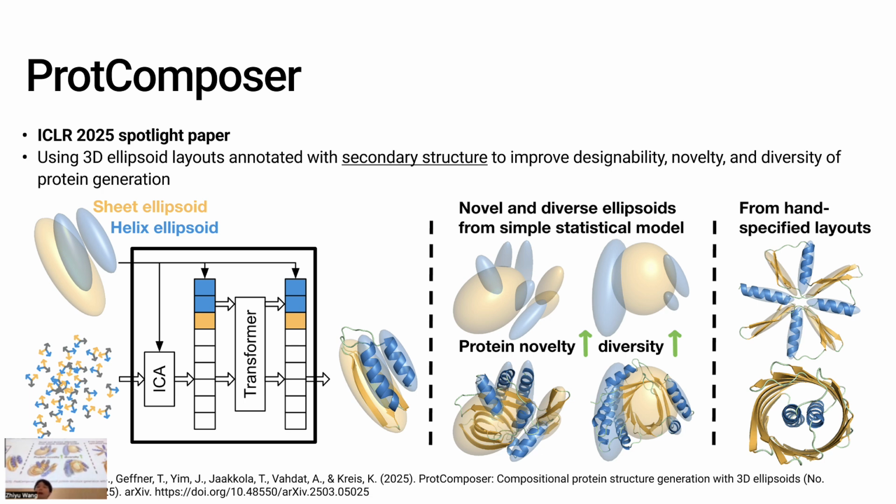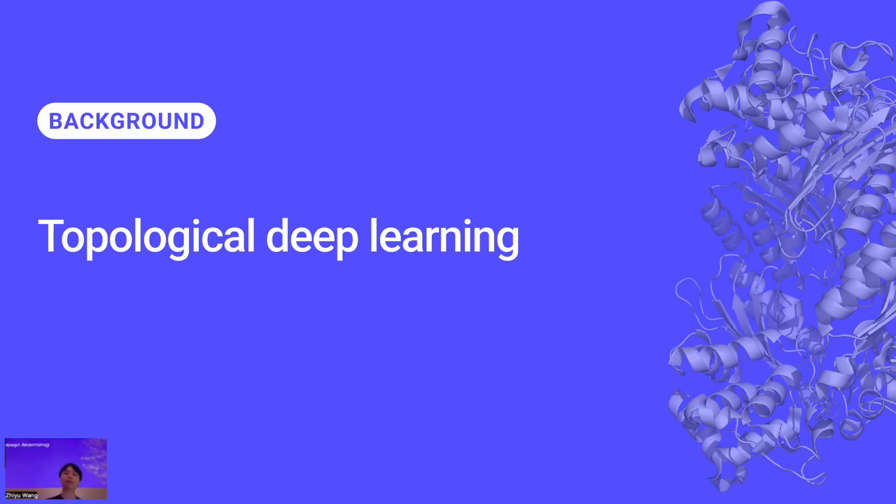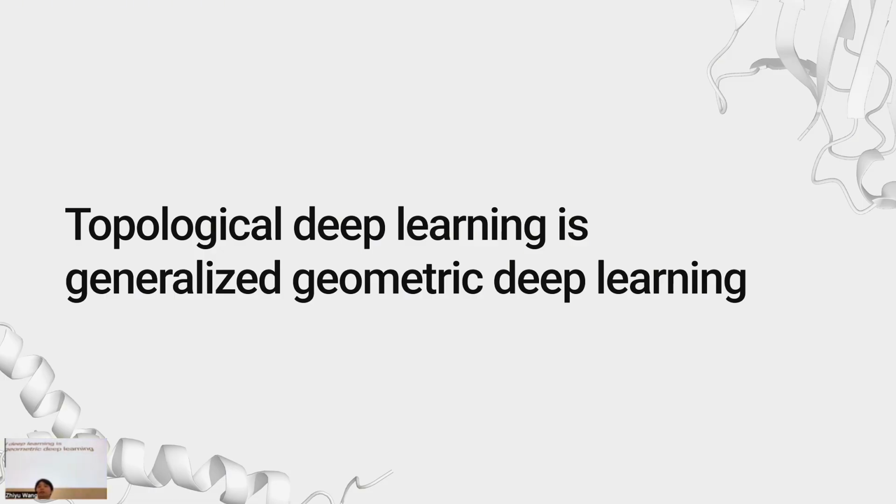As we see that the inductive bias from protein secondary structure is so useful in protein generation, we would also wonder how such inductive bias can be added to protein representation learning models. One possible and promising solution is using topological deep learning. Since this field is very new and its potential remains largely underexplored right now, I assume that most of you here have not heard of the term topological deep learning, or at least have very limited knowledge about this field. So long story short, topological deep learning is generalized geometric deep learning, and the topological domains we're discussing here are generalized graphs, and topological neural networks are generalized graph neural networks.